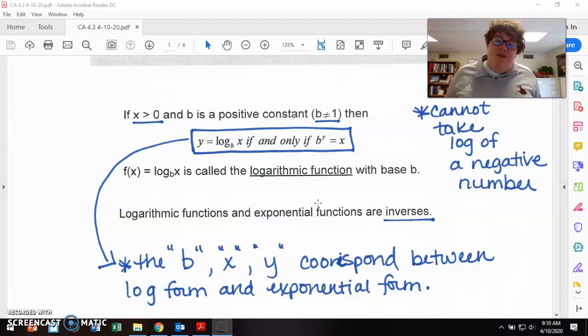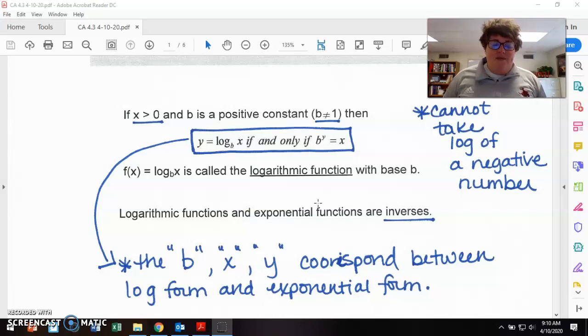A logarithm undoes an exponential, which undoes a logarithm. So that's going to be important for us today, because one of the main things we have to understand is how to convert back and forth between the two. So first of all, just some things. If x is greater than 0, so x has to be greater than 0. B is our base. B is the base, and it is a positive constant, because remember, b cannot be 1. So it's a positive constant, and it cannot be 1.